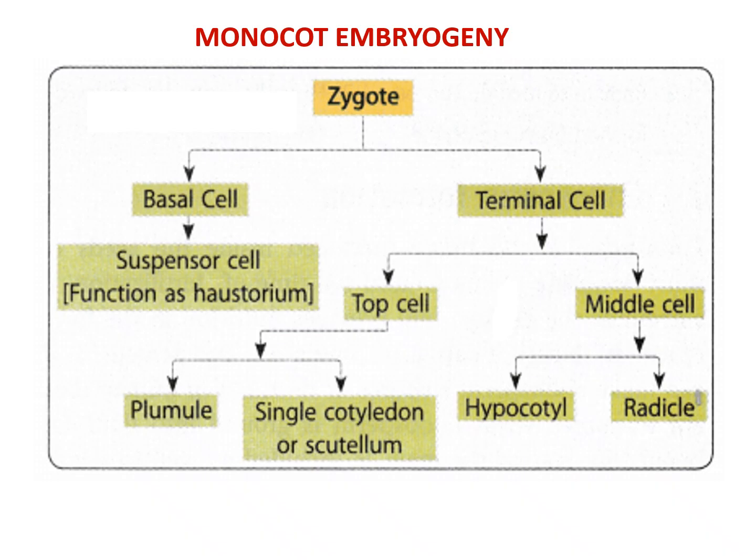This is the development of the monocot embryo. Here the zygote divides transversely to form a terminal cell and a basal cell. Again the terminal cell divides to form a top cell and a middle cell. The top cell divides to form the plumule and a single cotyledon, that is called scutellum, and the middle cell again divides to form the hypocotyl and radicle. The basal cell forms the suspensor cell, a single cell which functions as a haustorium.